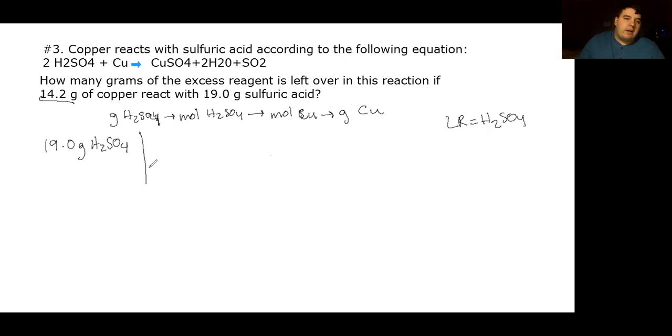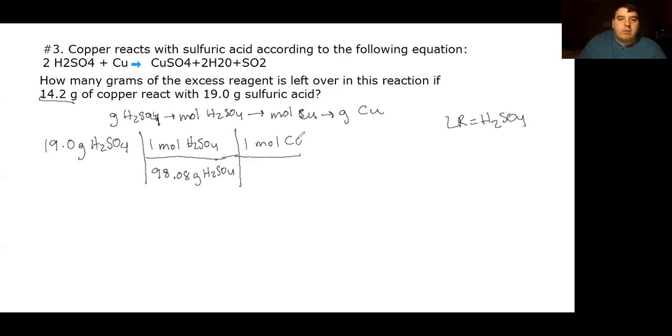So if we go ahead and start calculating, we're going to see that we have 1 mole of sulfuric acid. And again, we calculated molar mass already. We're going to use the same value, 98.08 grams. Okay, and then the next thing we want to do is convert this mole into copper moles. So again, we look at the reaction. For every 1 mole of copper, we require 2 moles of sulfuric acid. So we're going to have 1 mole of copper on the top, and 2 moles of sulfuric acid on the bottom. So we need to make sure that we keep the right values with those.